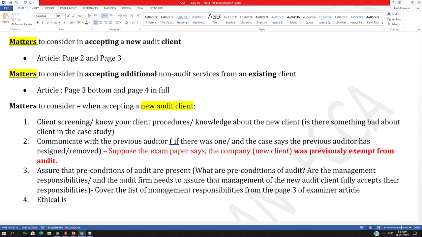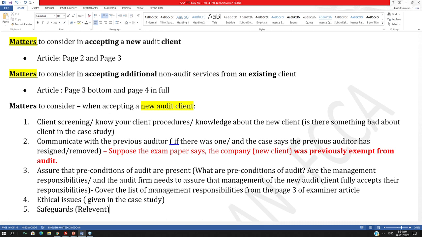Are there any ethical issues which we covered yesterday? Are there any ethical issues given in the case study? Are there any problems like familiarity threat, like advocacy threat, like intimidation threat? Now you have to read the case for ethical issues. So when you are accepting a new audit client, are there any ethical issues given in the case study pertaining to the new client? And you need to identify the ethical issues, and when you identify them, you also need to identify the relevant safeguards.